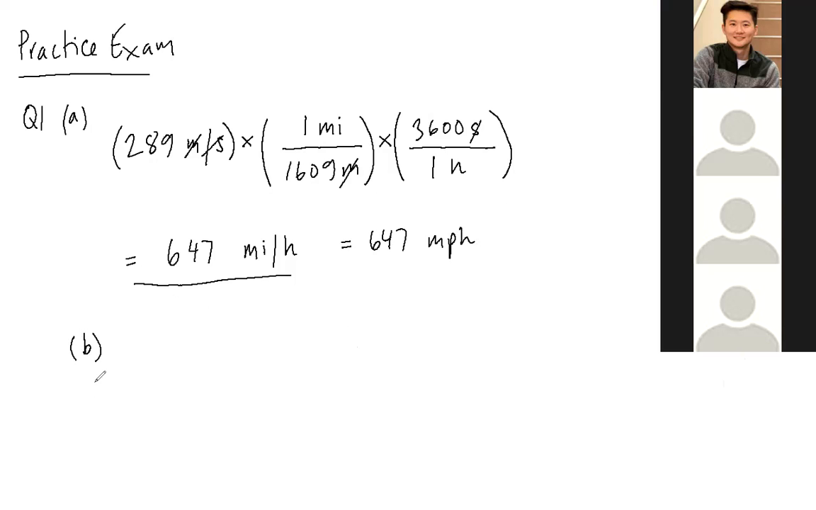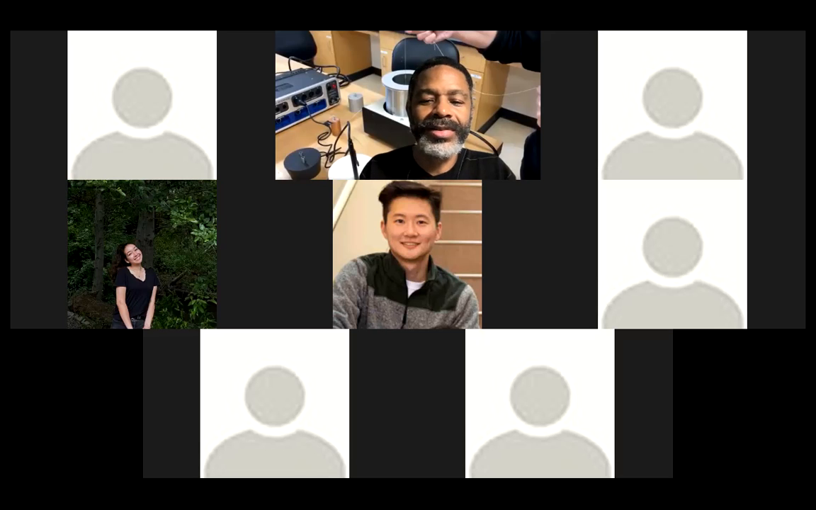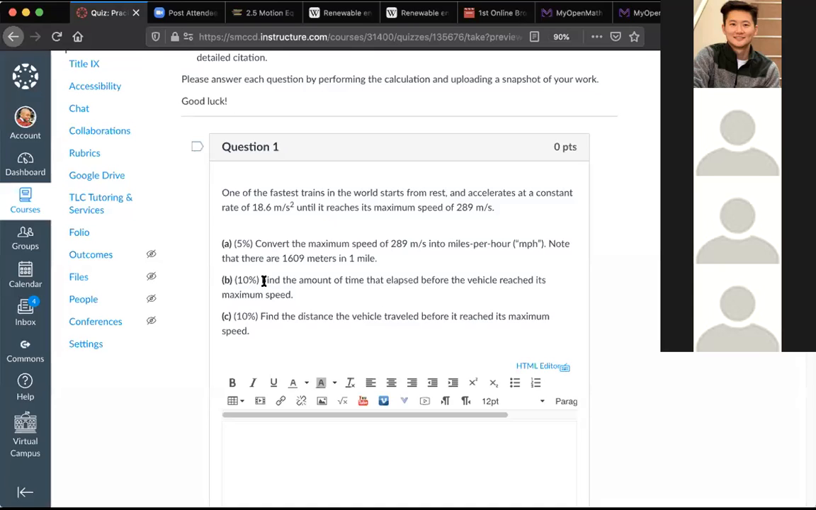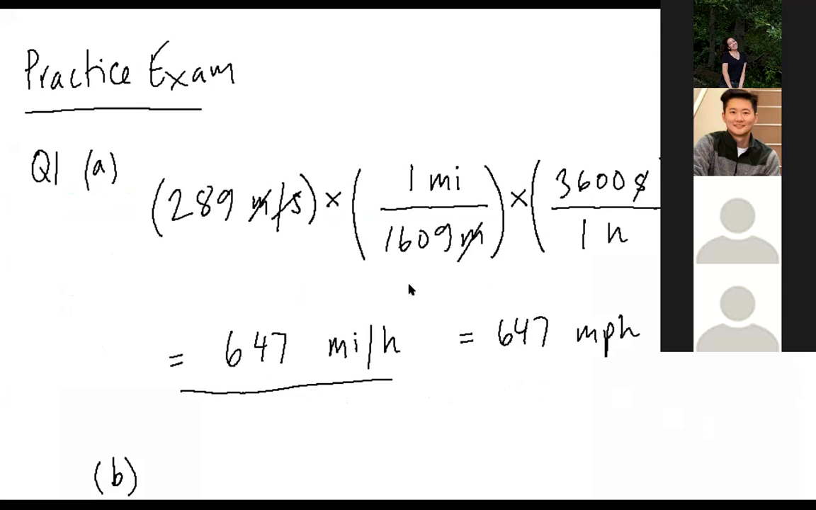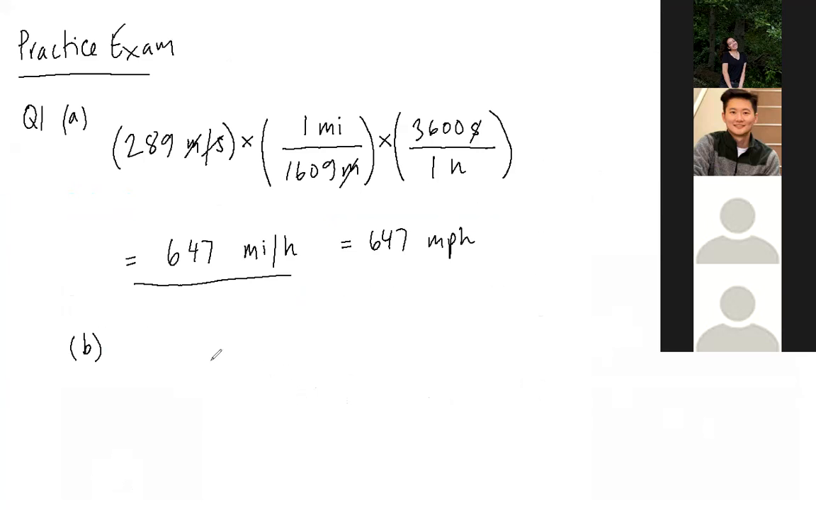So for part B, we're asked to find the amount of time that elapses before the vehicle reached the maximum speed. Okay, that's what they're asking here. So here, just to remind you, they're saying, part B, find the amount of time that elapsed before the vehicle reached its maximum speed. So how long does it take for the train to get to that final speed of 289 meters per second.